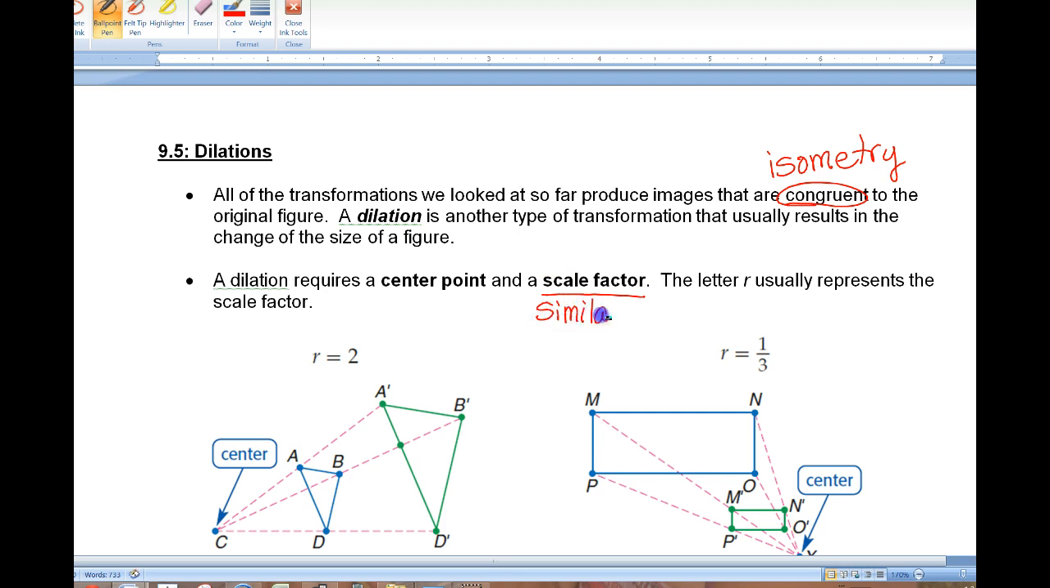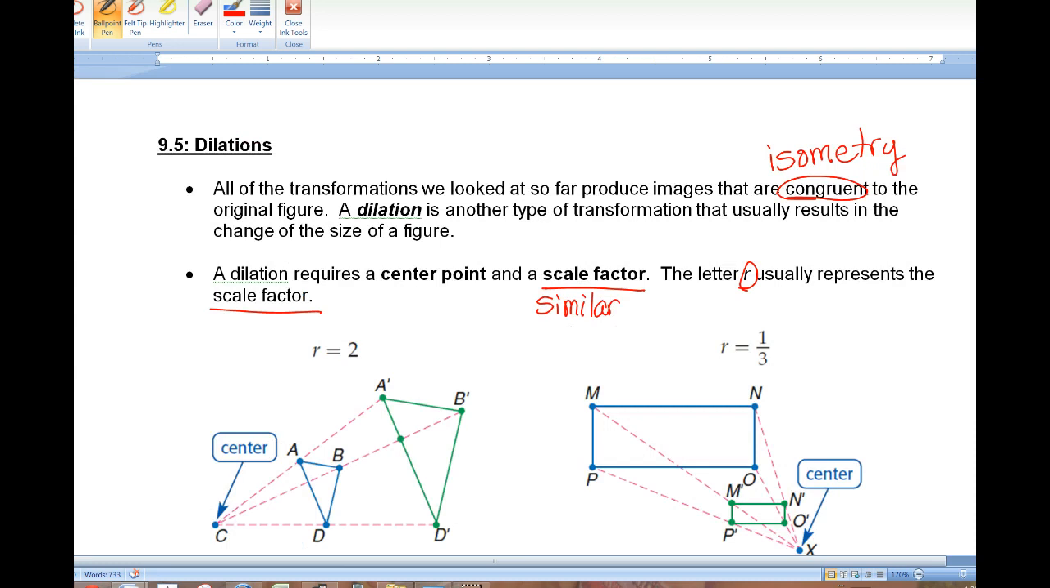So we did scale factor back in chapter 7. Like if we say a triangle has a scale factor of 1 to 2 to another triangle, all the ratio of the sides would be 1 to 2. So if I knew one side was 8, then the corresponding side has to be 16. In dilations, we're going to use the letter R for the scale factor. It's just the letter that they use in this part of the lesson.